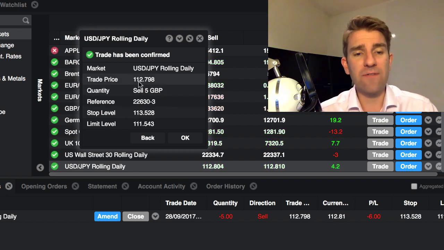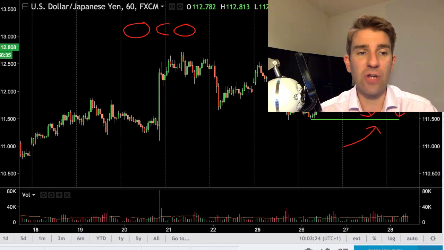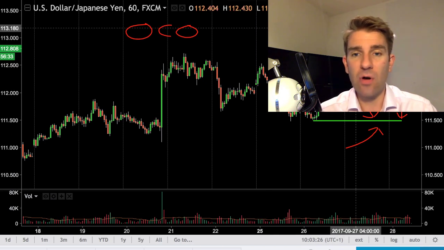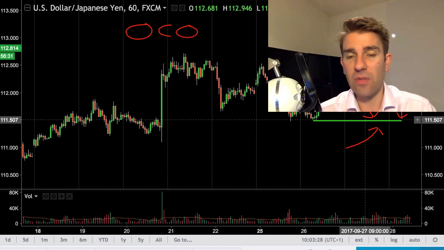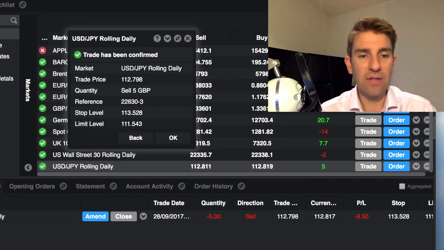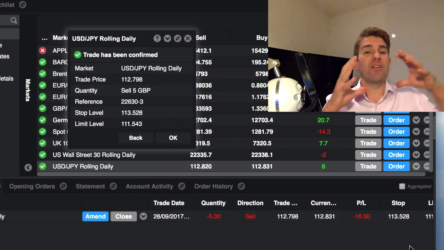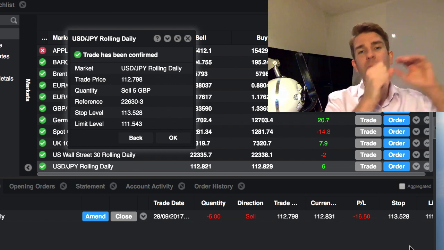So trade price filled, £5 a point, 112.79.8. Our stop level is 113.52, and our limit level is 111.54. If we go back to our chart, double check what we had, pretty much what we've got, 113.50. Great. Those are going to cancel each other out. If one of them gets filled, it's going to automatically cancel the other one, and the trade just gets bracketed nicely. We can forget about it and look on to the next trade.